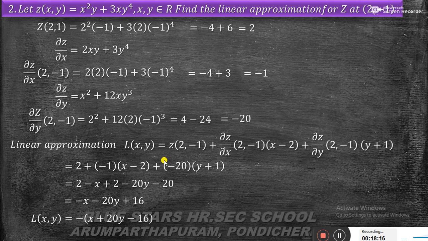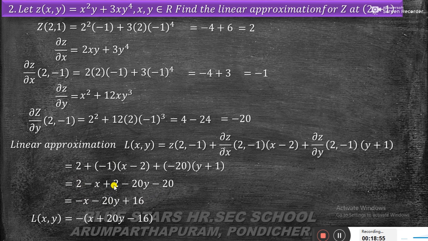So therefore in the next step you write it. Here z of 2 comma minus 1 is plus 2. I substitute plus ∂z/∂x at the point 2 comma minus 1, which is minus 1, so minus 1 into x minus 2, plus ∂z/∂y at the point 2 comma minus 1, which is minus 20, into y plus 1. In the next step I multiply the minus 1 into the factor: minus x plus 2. Next, minus 20y minus 20.